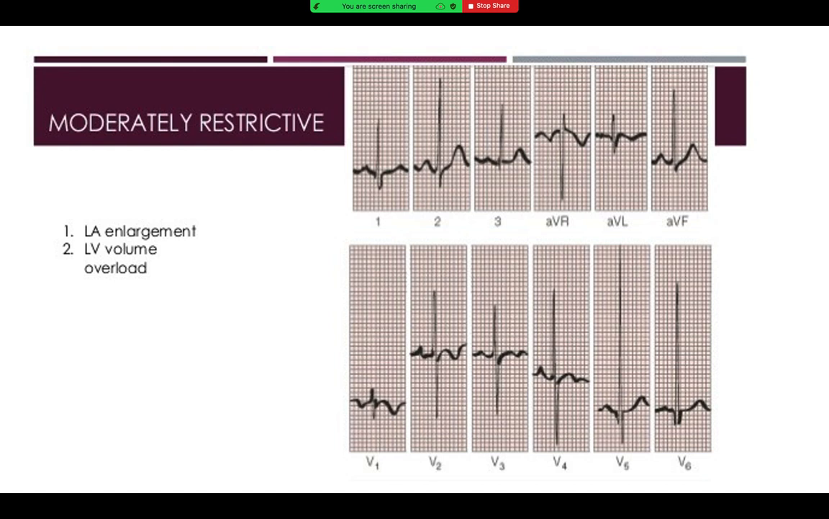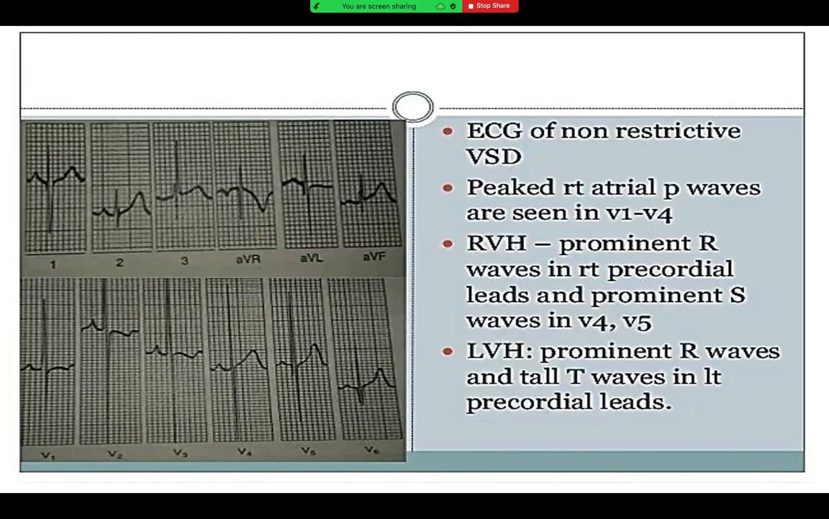With restrictive, we are aware, not many changes will happen. Moderately restrictive, we are aware. Then, how about the non-restrictive ECG? What will happen in the non-restrictive ECG? In the non-restrictive ECG, as we can see over here, there are peaked P waves, isn't it? From V1 to V4, tall and peaked.